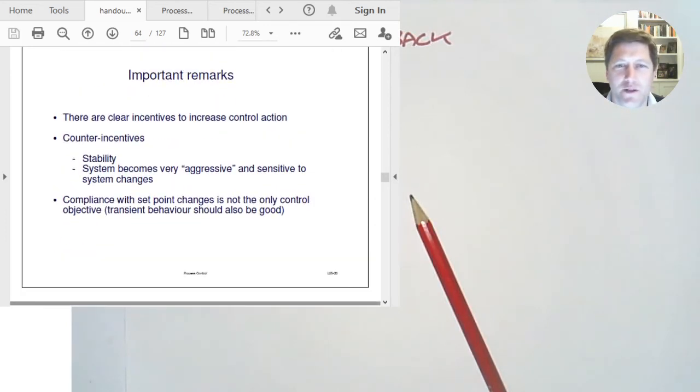So here are some notes on that. You'd say that the system becomes very aggressive and sensitive to system changes. So that means that it just doesn't work very well. If the system changes a little bit, you have very large and perhaps unpredictable, undesired outcomes in your control and your output. And compliance with the set point changes is not the only control objective. You also want the transient behavior to be good. So those are other considerations apart from your control consideration. Your process has to satisfy other criteria as well.